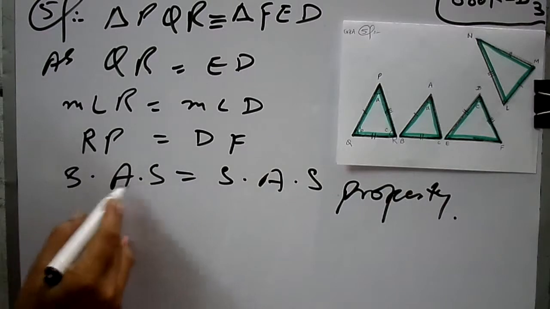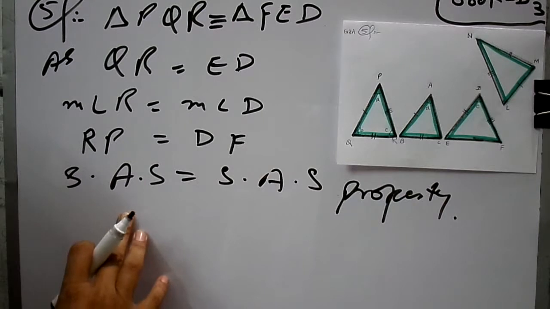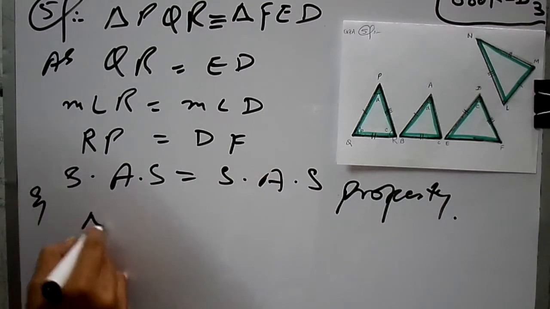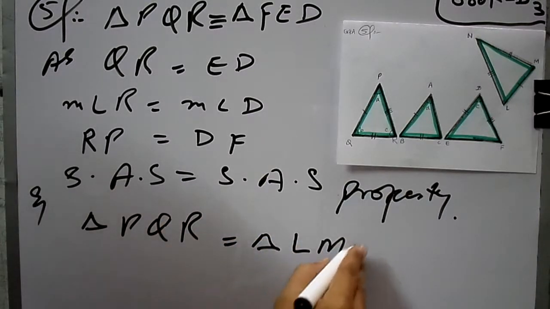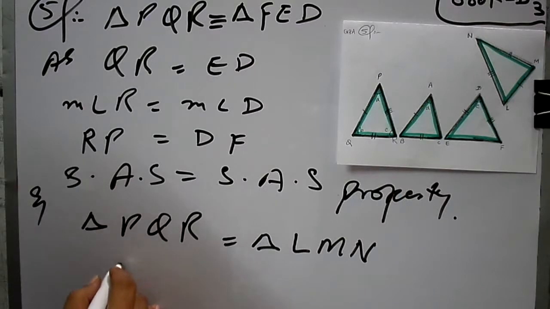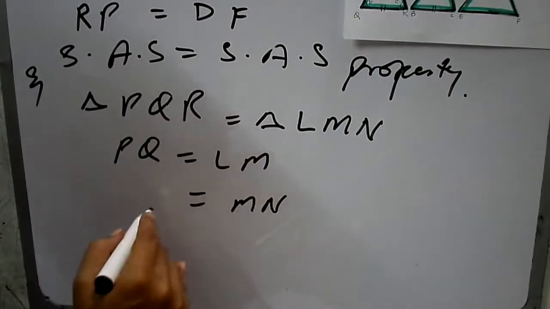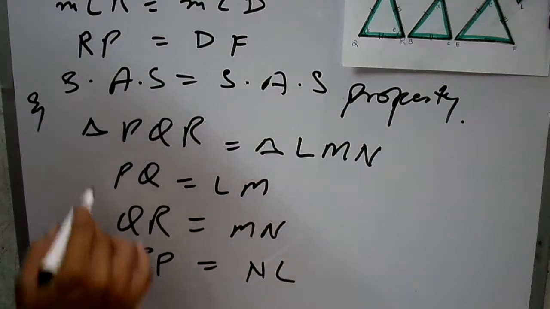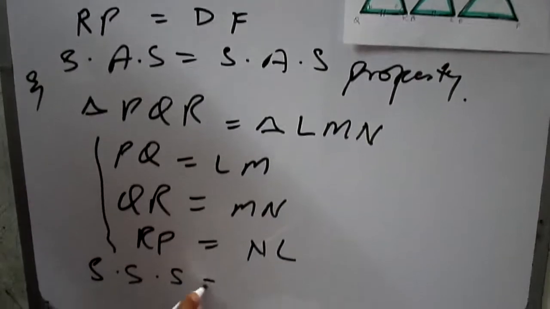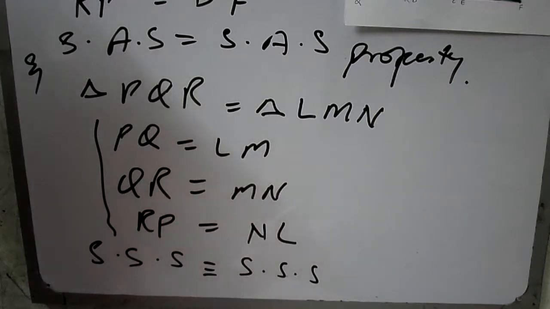SAS property means side-angle-side postulate, that is two sides and one angle. Similarly, the other triangle PQR is also congruent to triangle LMN. By the similar method, side PQ is equal to LM, MN is equal to QR, and RP is equal to NL. So here you can see the side-side-side postulate, because three sides are congruent to each other.